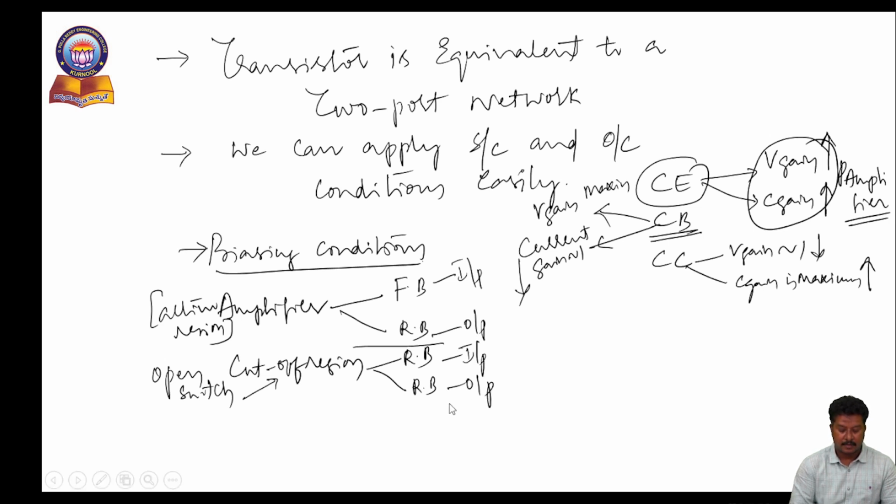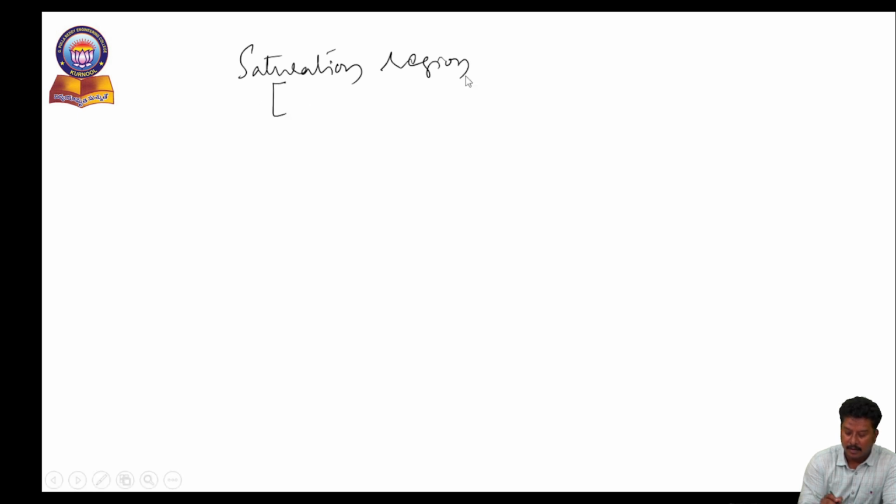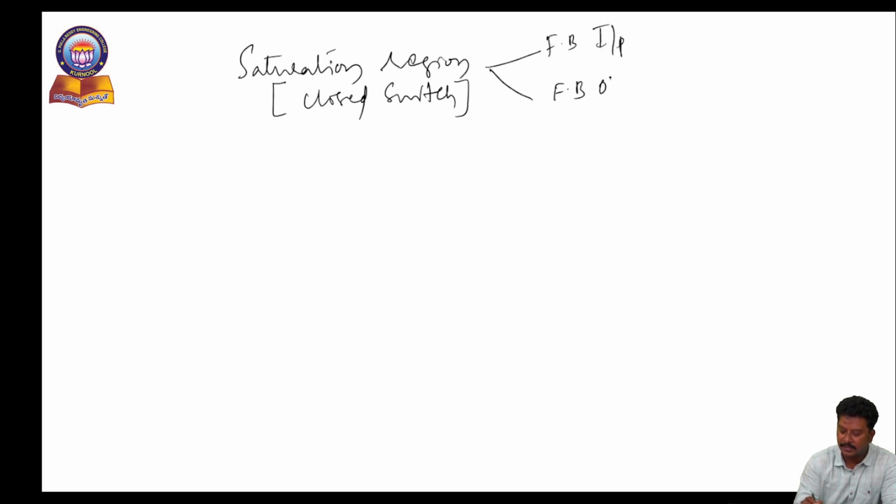For example, if I want to use the transistor in the saturation region, I have to use it as a closed switch. Then input must be in forward bias, output must be in forward bias. In both cases, input and output must be in forward bias only if I want to use the transistor in the saturation region, that is, as a closed switch.